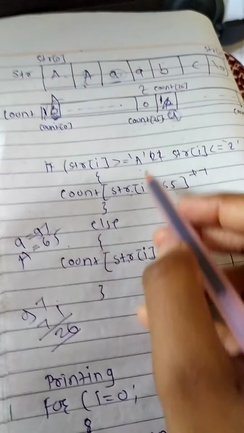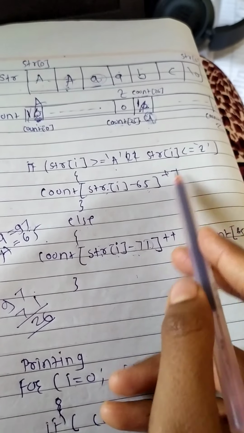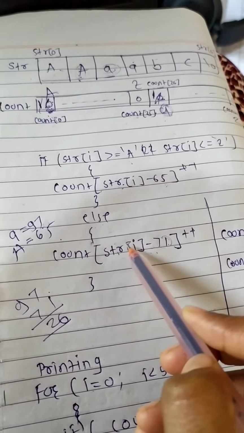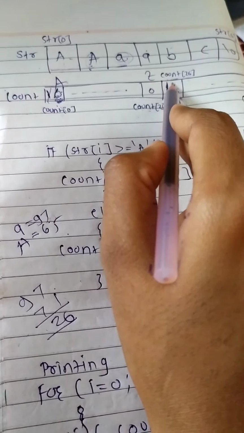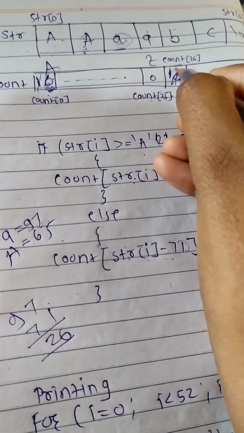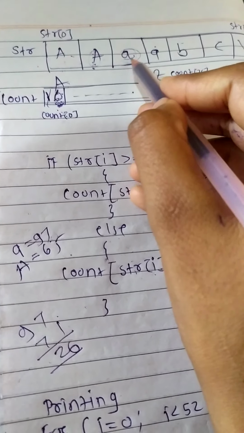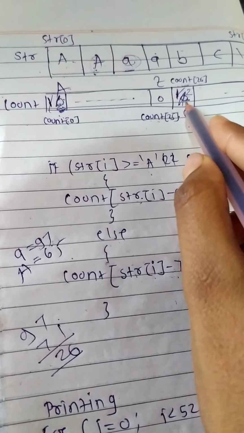Again a, this condition is not satisfied. Again we come into the else part. See, 97 minus 71 is again 26. So this 26 plus plus, 1 becomes 2. The frequency of the small a character is 2.